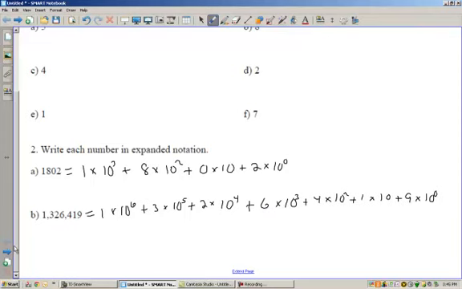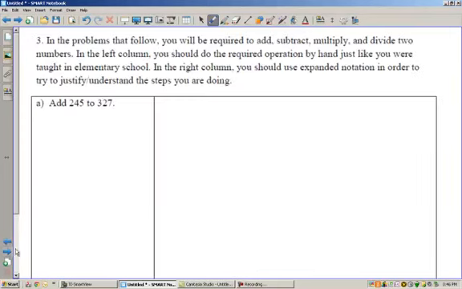Okay, the reason why we do these is illustrated on the next example, so let's go to the next homework problem. And so in this problem, it says, in the problems that follow, you will be required to add, subtract, multiply, and divide any two numbers. Okay, so we should change this. We're not doing subtraction, so I changed this problem. And we're not doing division. In the left column, you should do the required operation by hand, just like you were taught in elementary school. In the right column, you should use expanded notation in order to try to justify and understand the answer you are doing. Okay, so then this is not something I can necessarily test you on. It's more of just for your own general knowledge.